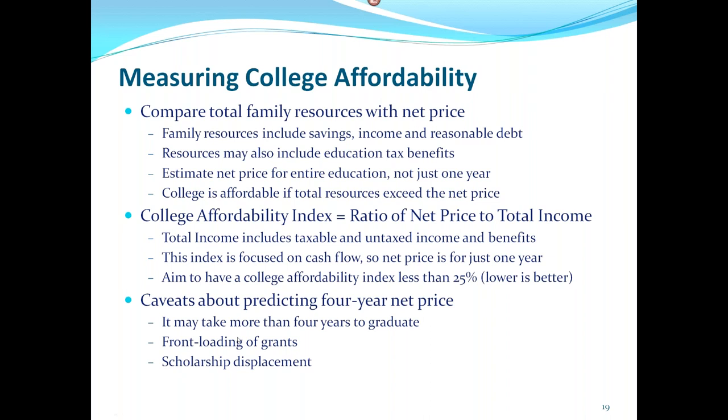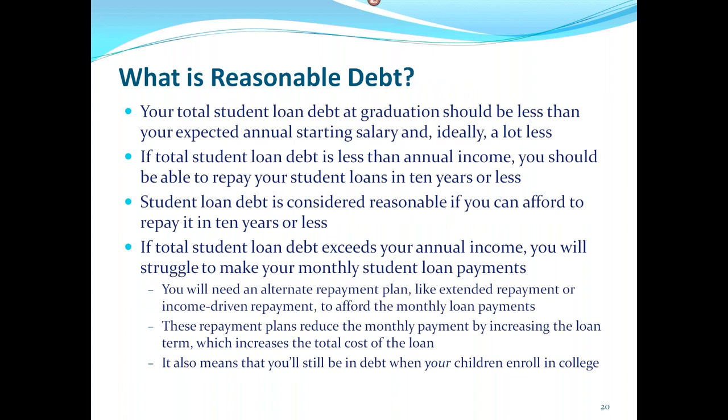The other measure of college affordability is something I call the College Affordability Index, which is the ratio of the net price to total family income. And that includes not just your adjusted gross income, but also untaxed income and benefits. And this is obviously focused on your cash flow, so it's just a one-year figure. But if the College Affordability Index is less than 25%, the college is affordable. It's kind of a rough way of ranking colleges based on affordability.